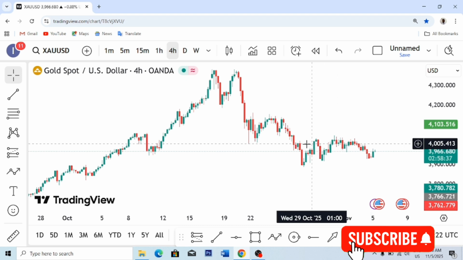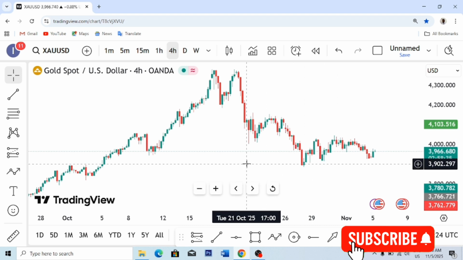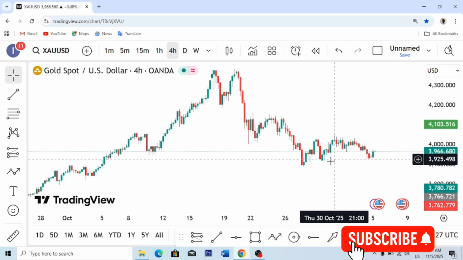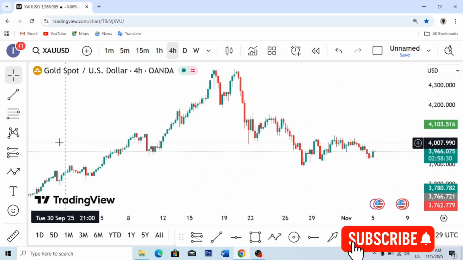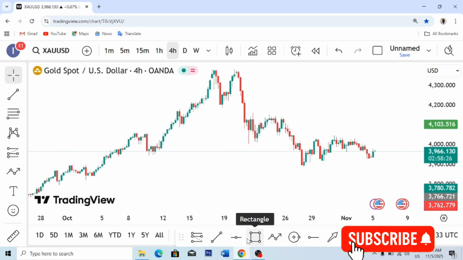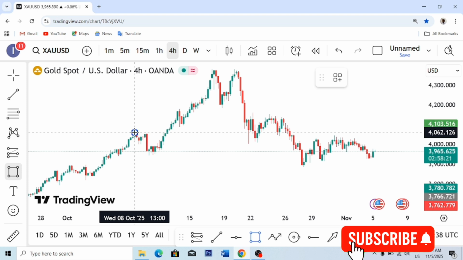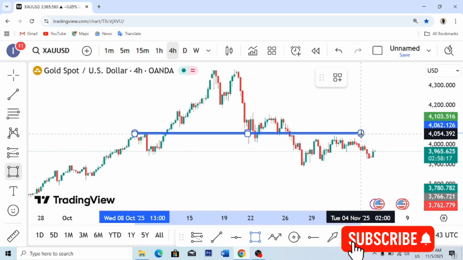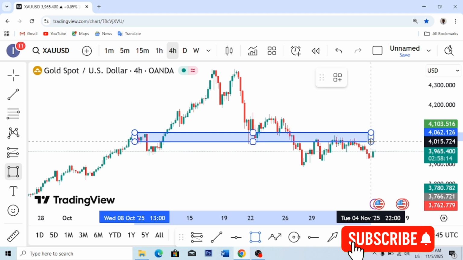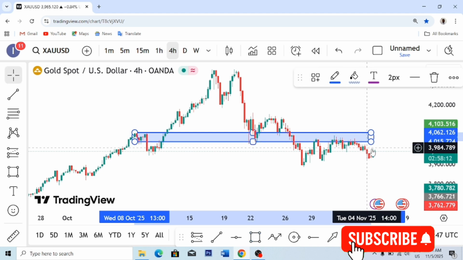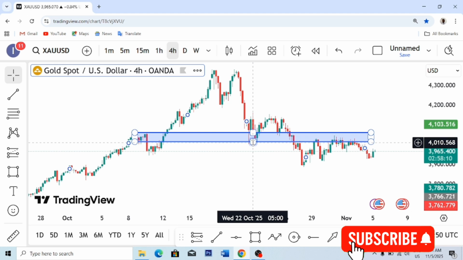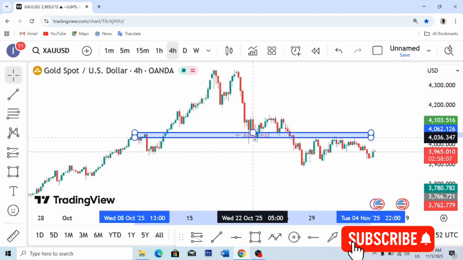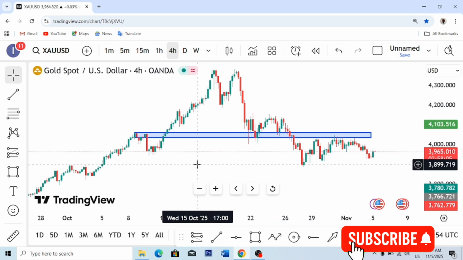So now for me to identify a clear support and resistance level right here, the first thing I'm going to do is draw it like this. So the best one right here is actually this. Draw a box right from here, let's say like this. So this is a level of support and resistance. So you see how I draw my line.